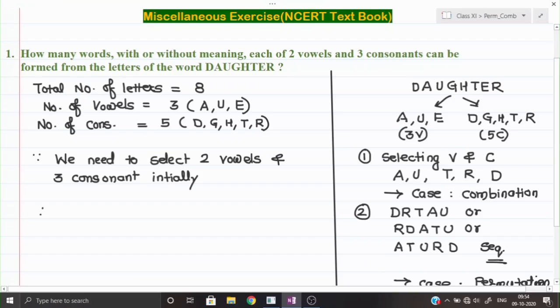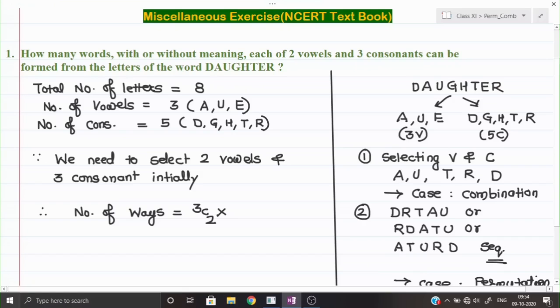Therefore, the number of ways for this. I am talking about the number of ways of selecting the vowel and consonant. That can be done 3C2 for vowel, multiplied. Remember, it is a part of the whole process.